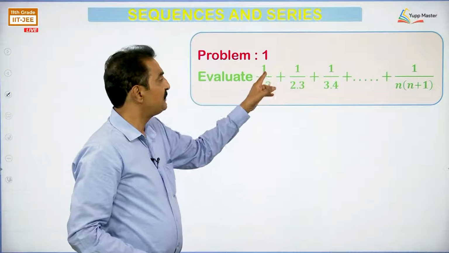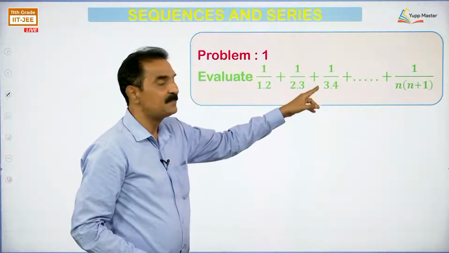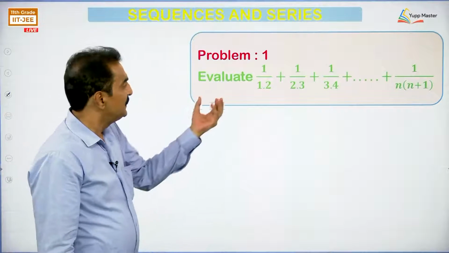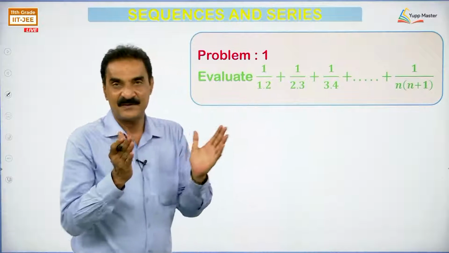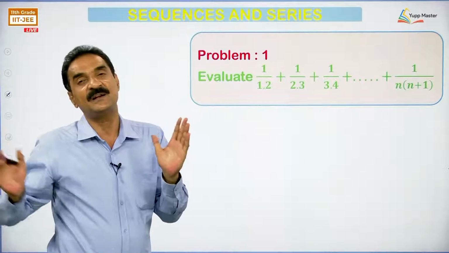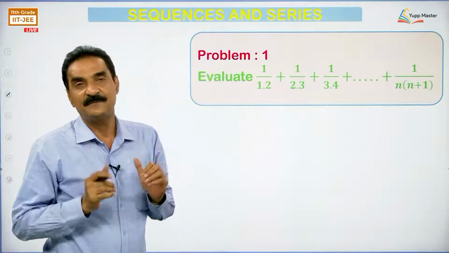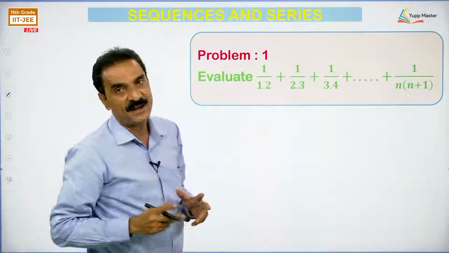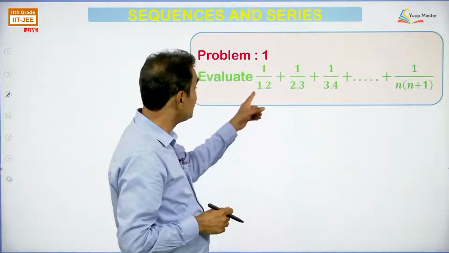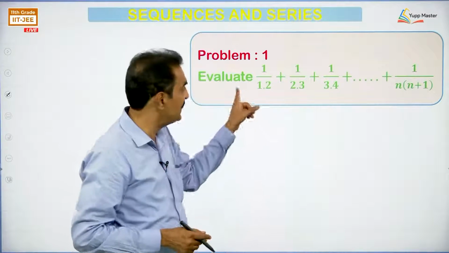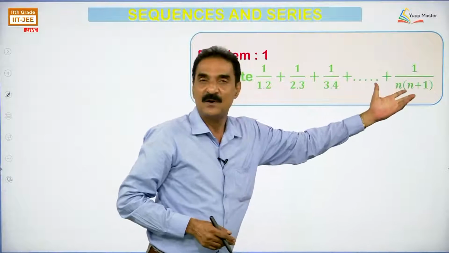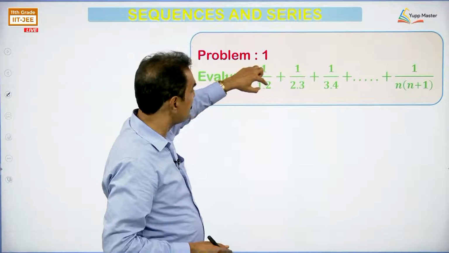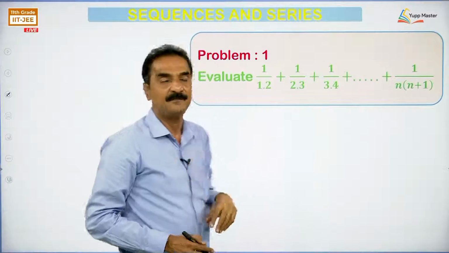Evaluate the sum 1 by 1 into 2 plus 1 by 2 into 3 plus 1 by 3 into 4 and so on 1 by n into n plus 1. We have to express every term as a difference so that all middle terms are cancelled. That is the method of differences. If you observe the denominator, every denominator has two factors and the difference between the factors of denominator is 1 in any term. Here also n plus 1 minus n is 1. So, let us write the numerator as difference of the factors of denominator everywhere in every term.